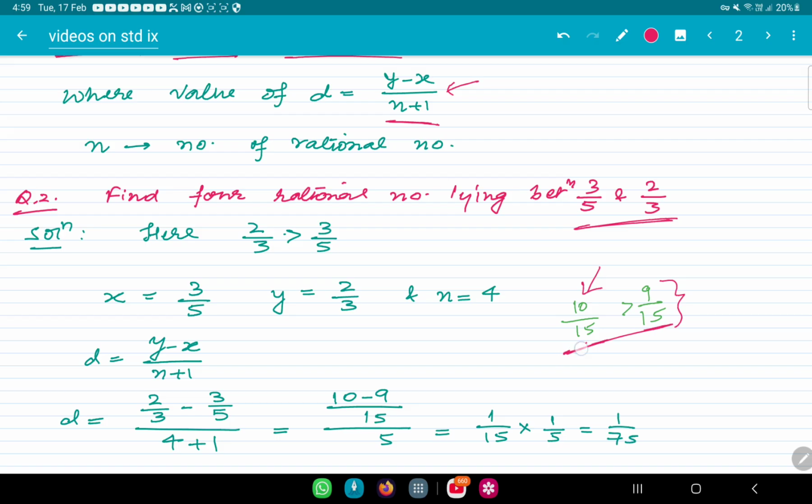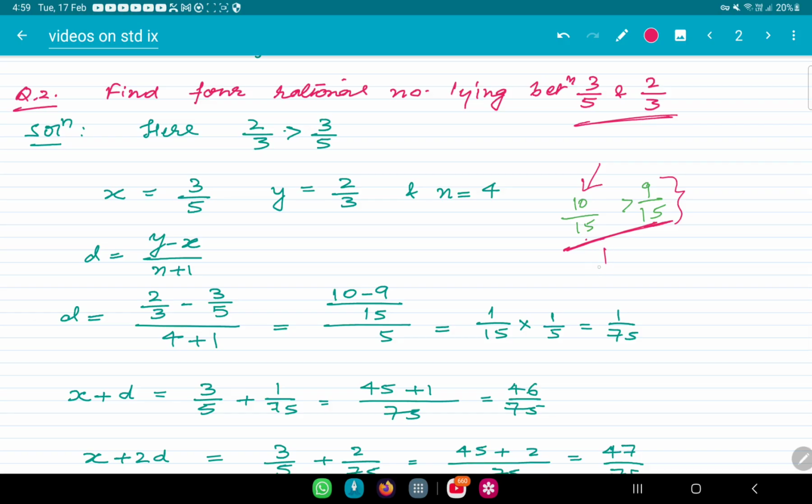So 3 by 5 will become 9 by 15 and 2 by 3 will become 10 by 15. Through this we can easily say that 10 by 15 is larger than 9 by 15. So we will say 2 by 3 is greater than 3 by 5. Now we are seeing a different type of rational number.